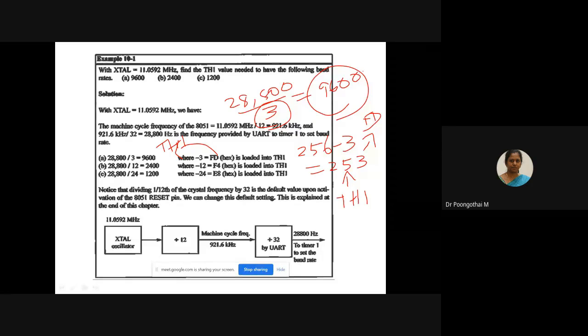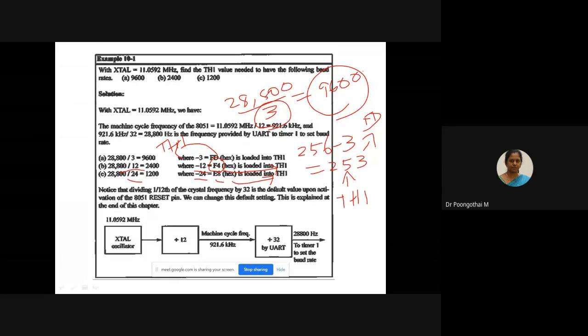Similarly, to get a baud rate of 2400, you have to divide this value by 12. So this 12 should be subtracted from the maximum value of the timer, giving the hexadecimal value F4. This value should be loaded into TH1 in order to get a baud rate of 2400. Similarly, divide by 24: 256 minus 24 is equal to E8. This value should be loaded into TH1. In this way, we can set the baud rate by using timer 1.